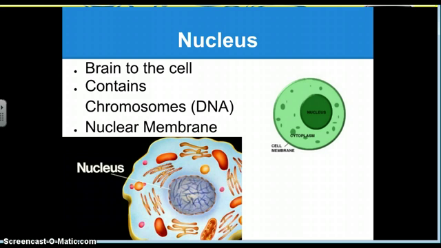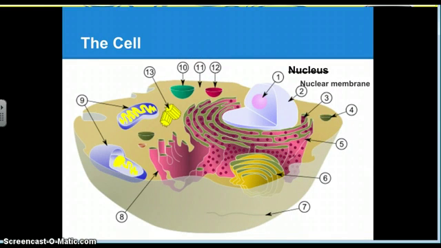It contains all the chromosomes, which are your DNA, and the nuclear membrane protects the nucleus from getting damaged or letting anything enter it. Now that we're finished talking about the nucleus, we're moving on to the nuclear membrane.